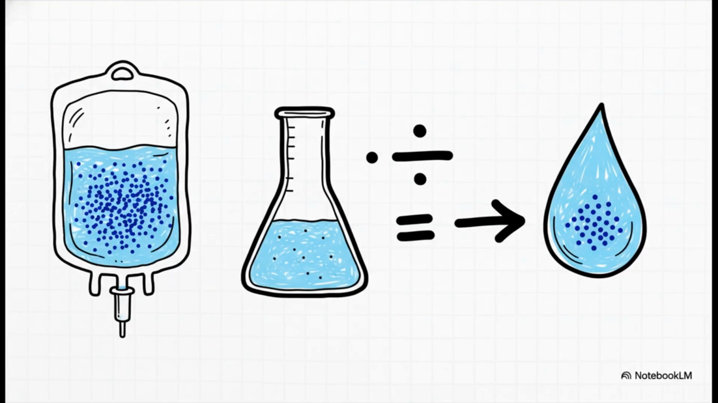So let's figure out that concentration. We know from step 1 that we have 2.5 million micrograms of the drug in our IV bag. And we know that's all dissolved in 250 milliliters of fluid. So we divide the total amount of drug by the total amount of fluid. And that tells us that every single milliliter of this solution holds exactly 10,000 micrograms of medicine.